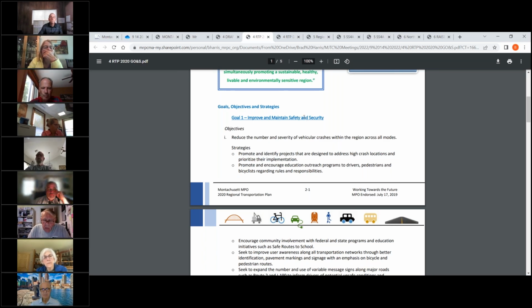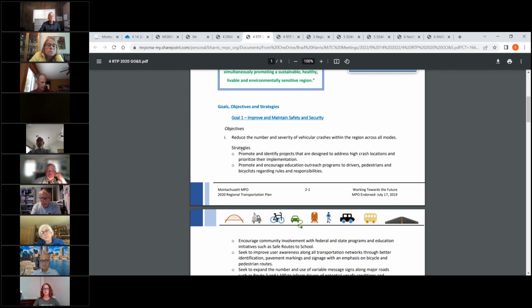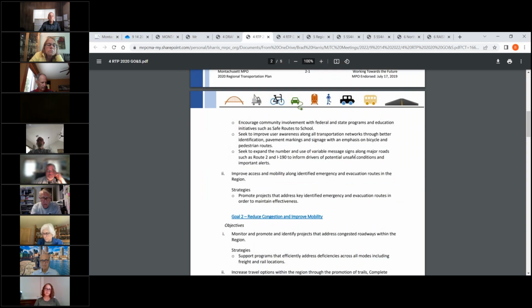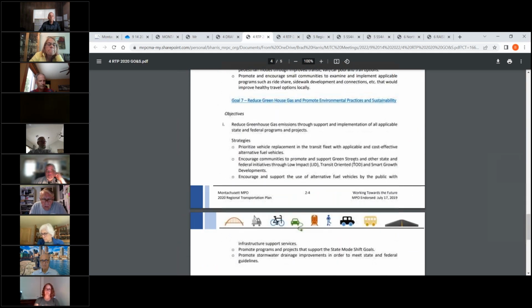The objectives are specific items to help achieve these goals. An example on goal 1 is to reduce the number and severity of vehicular crashes within the region across all roads. Strategies are actions taken to accomplish the goals. For example, to promote and identify projects that are designed to address high crash locations and prioritize their implementation. I'll more clearly define what goals, objectives, and strategies are when we discuss it in the future. But the draft we're going off of is the 2020 plan, and it's pretty long. The goals, objectives, and strategies.